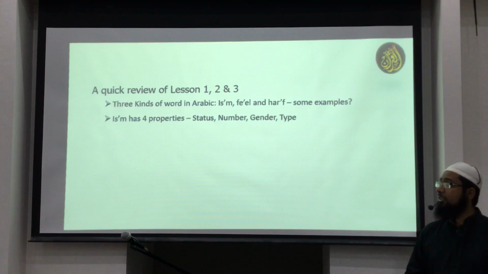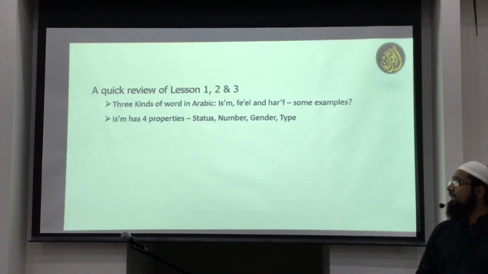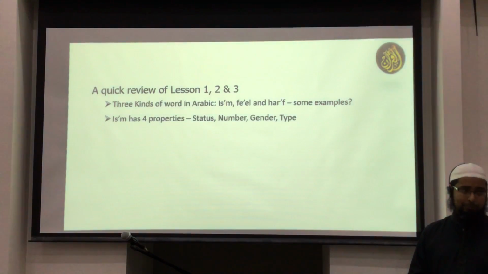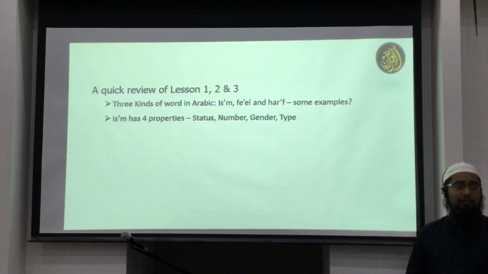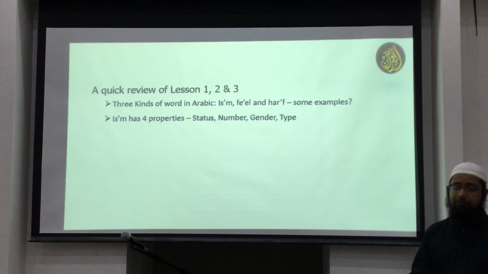We also talked about that ism has 4 properties. So every ism has 4 properties: status, number, gender, and type. And alhamdulillah, we have finished all the 4 properties. So we have almost done 1/3 of the ism basically. And inshallah, tomorrow's exam will be about these 4 properties of the isms. And we're going to review this one today, inshallah ta'ala.